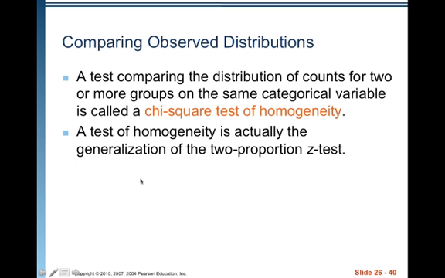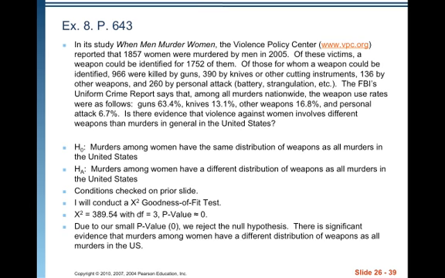All right, next class time, you will finish up Chapter 26, and we'll talk about chi-square tests of homogeneity and independence. But this is all for today. We just wanted to focus on goodness of fit.